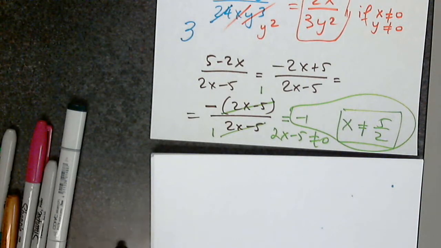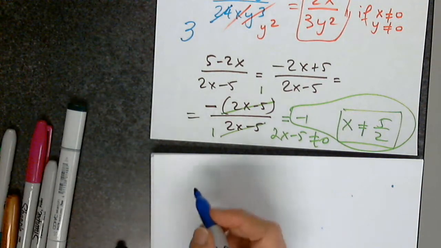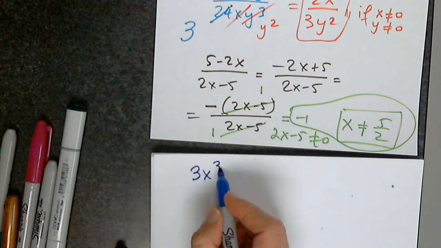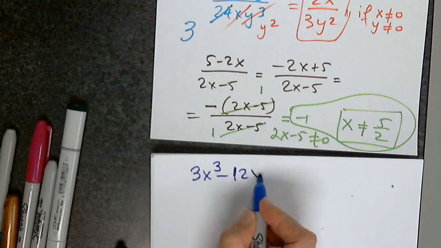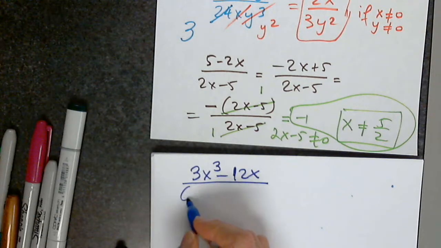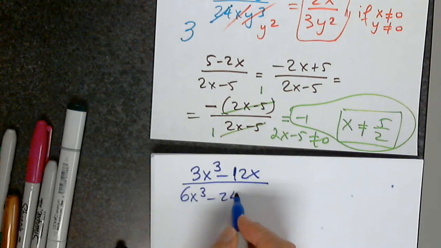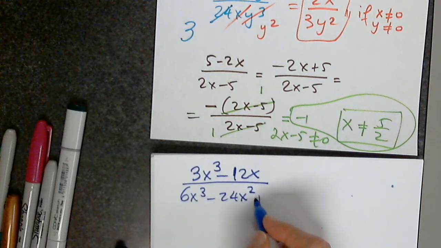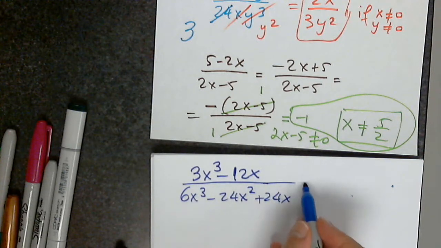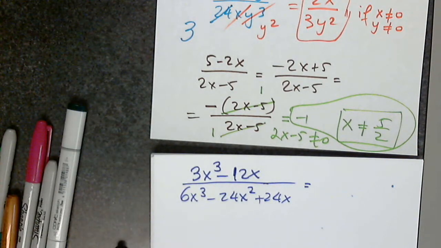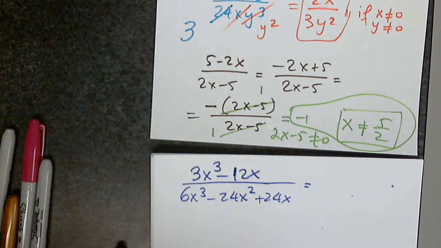Okay, I'll skip over C and you'll do C, but I'd like to show D. 3x to the third minus 12x divided by 6x to the third minus 24x squared plus 24x. So here's what I would like to do, and you tell me yes or no. Okay? I'd like to do this.